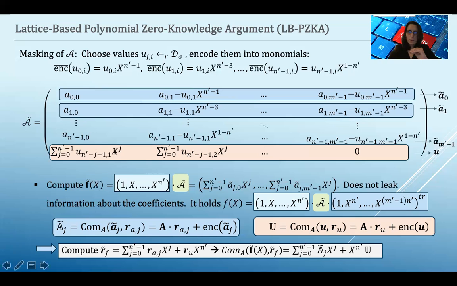So it consists of the following polynomials, where the last entry is 0. The reason for adding this additional row is that we should be able to reconstruct the original polynomial f of x. If we multiply this masked matrix by the power of x vector from the left, and then by a multiple power of x vector from the right.